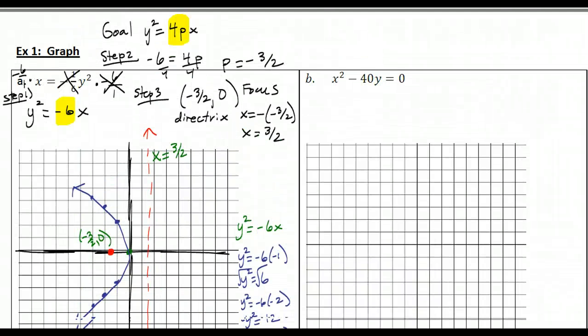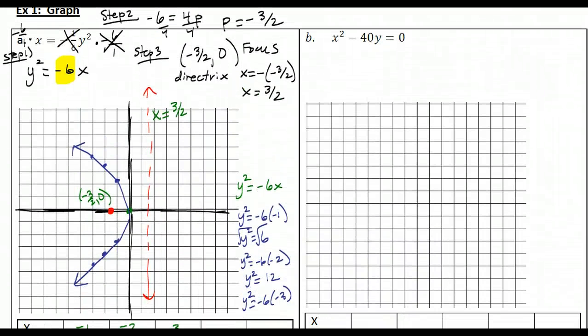So number 2 is an x squared graph, so I know that this one's going to open up or down. Step 1, let's put it in standard form. So x squared equals 40y. Step 2, I need to solve for p, and remember whatever is in front of the variable is 4p.